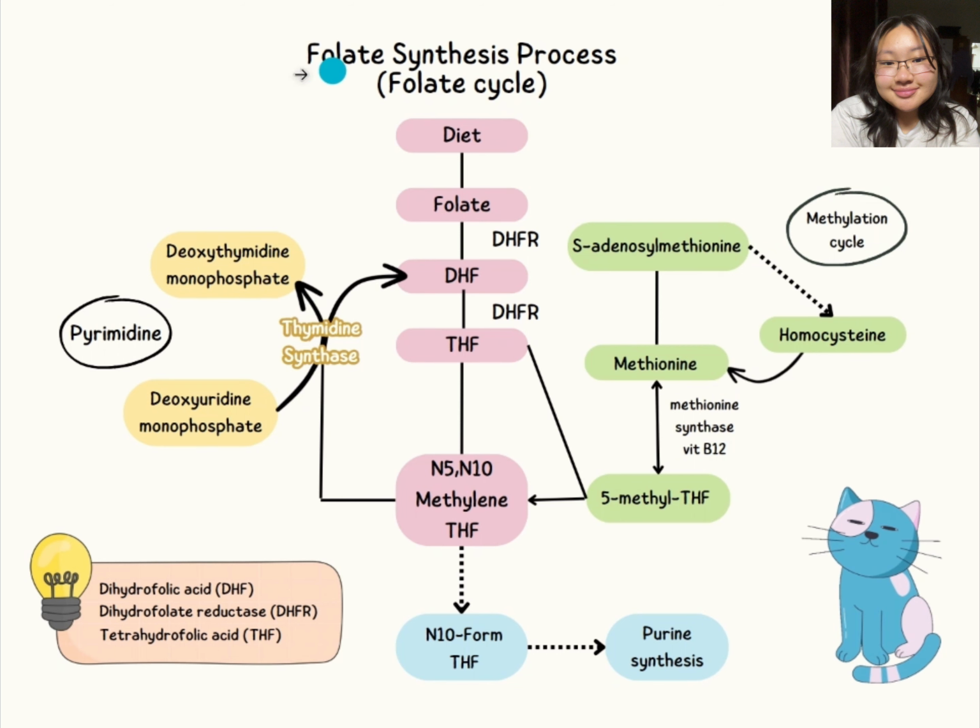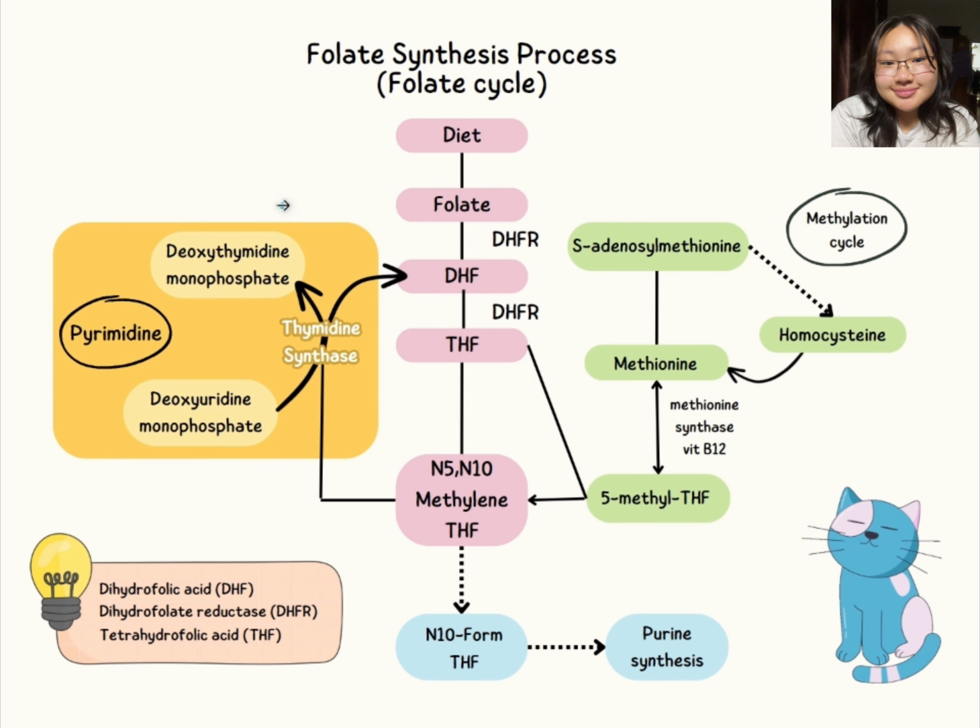First, let us take a look at the folate synthesis process. So this concept map shows the folate cycle. We first obtain folate from our diet. Folate is an important vitamin that is required for several processes in our body. So the first process is thymidylate synthesis, where we will get pyrimidine, which is essential in the formation of nucleic acid.